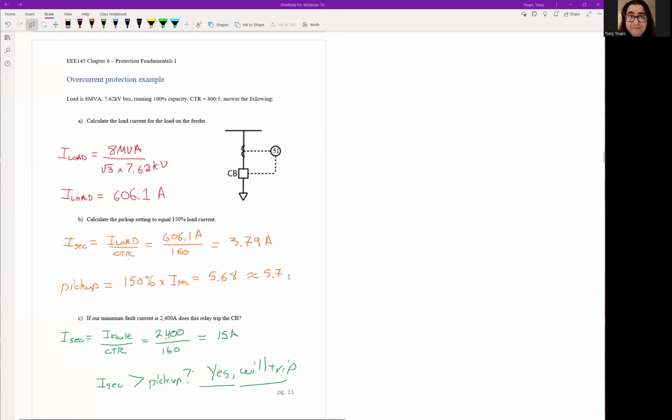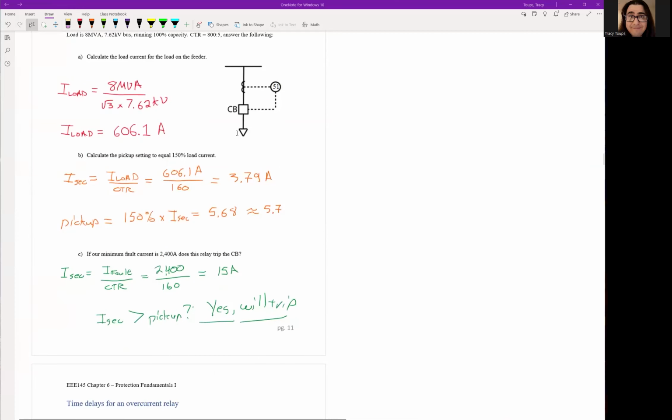Now we have to ask ourselves, if we see our minimum fault, is it going to trip the circuit breaker? Our minimum fault current is 2400 amps. The easiest thing to do is look at how much current is flowing into the relay itself. Our fault current is 2400 divided by CTR, so during a minimum fault we're going to have 15 amps flowing into the relay. Is this 15 amps greater than the pickup value? Yes, by a pretty large margin. Even if we rounded up to 6, 15 to 6 is over 200%. So yes, we will trip.